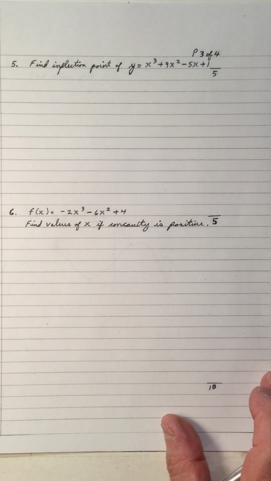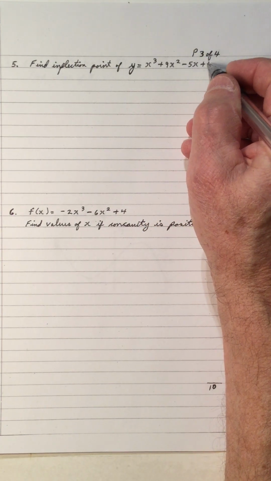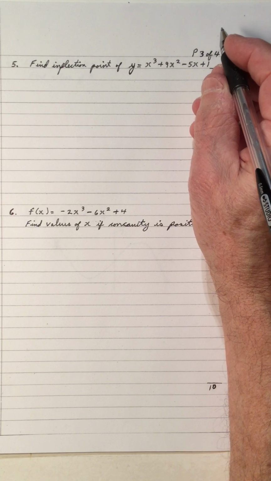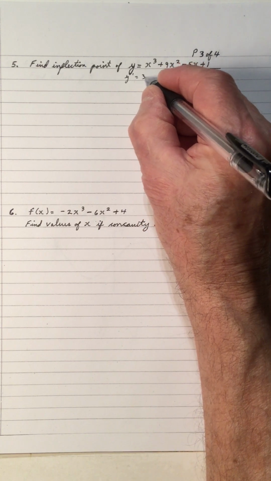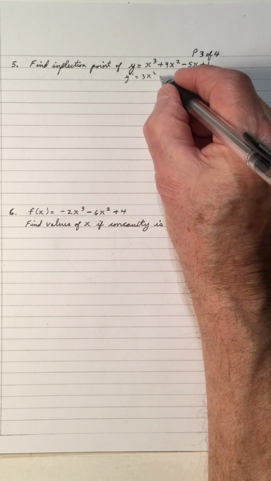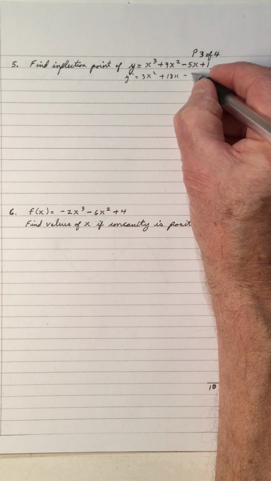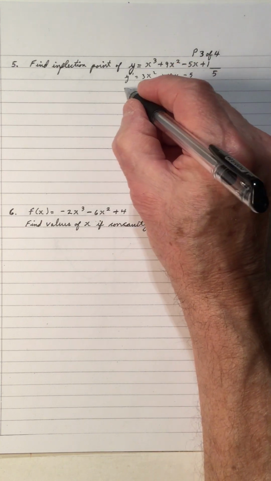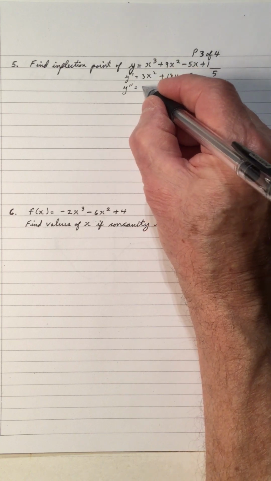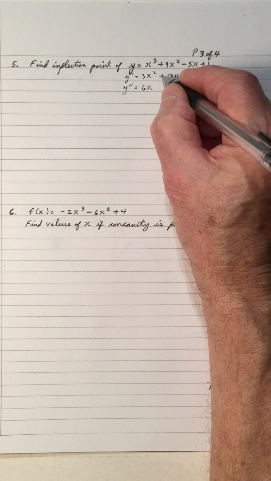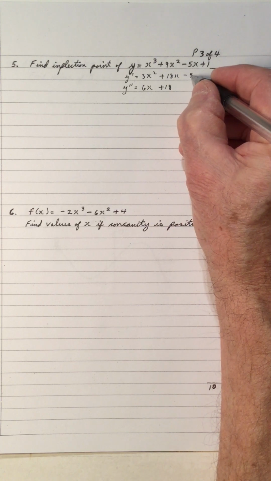Number 5, find the inflection point of y equals x cubed plus 9x squared minus 5x plus 1. The inflection point is found using double derivatives. So y prime, the first derivative, is 3 times 1 is 3, x squared, plus 2 times 9 is 18x, and the derivative of negative 5x is negative 5. The derivative of a constant is 0. So for the double prime, the derivative of a derivative, 3 times 2 is 6x, plus the derivative of 18x is plus 18. The derivative of a constant is 0.